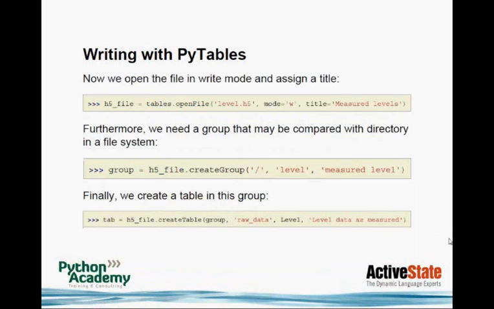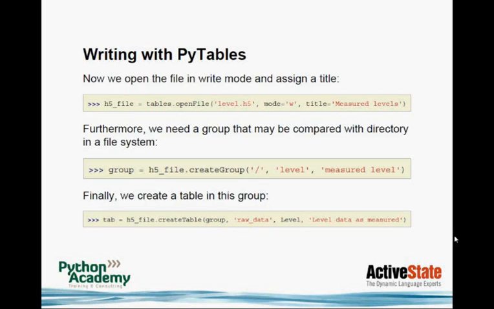Next slide. So now we have our table defined here, and the first thing we have to do now is open a file. For this we use tables.open_file. We provide the name of a file. Since we have level here, it's kind of measured data like surface levels, so we call it level, and we have to open it in write mode, and we give it a title. So this title we can all see later on.